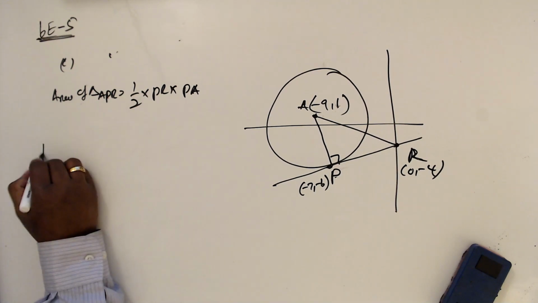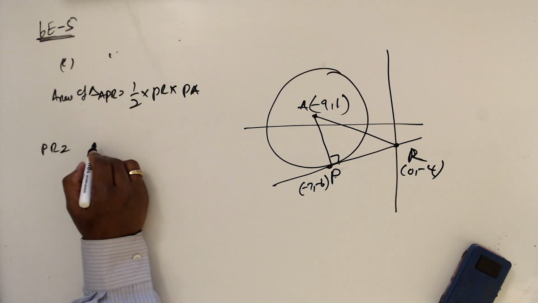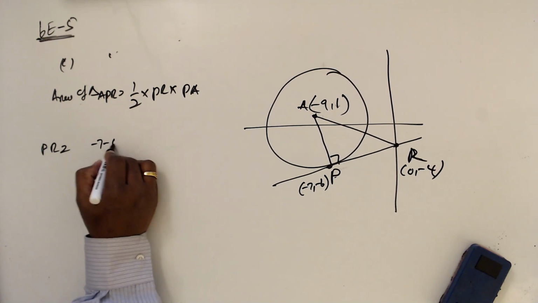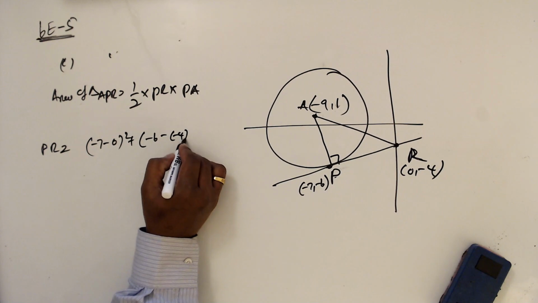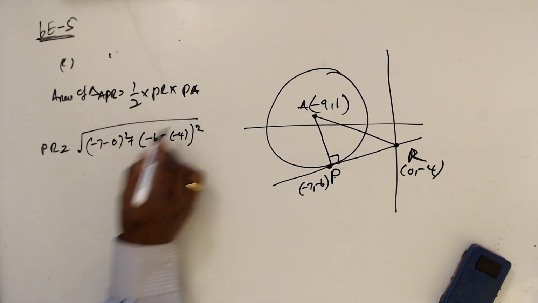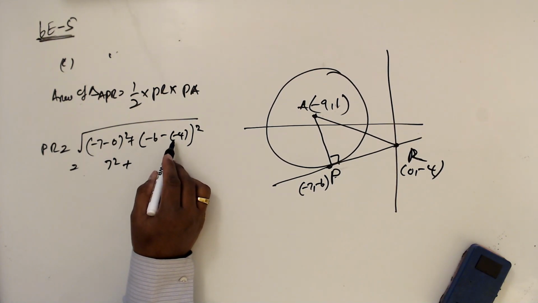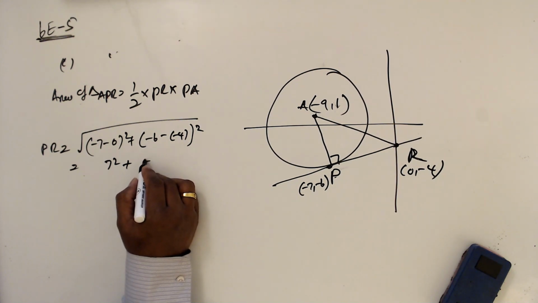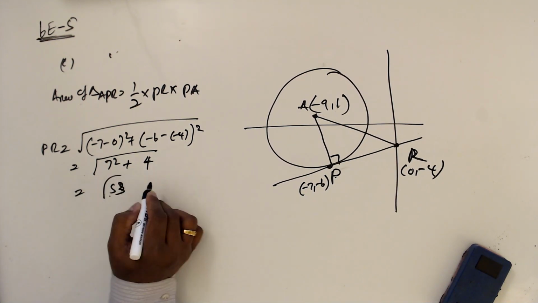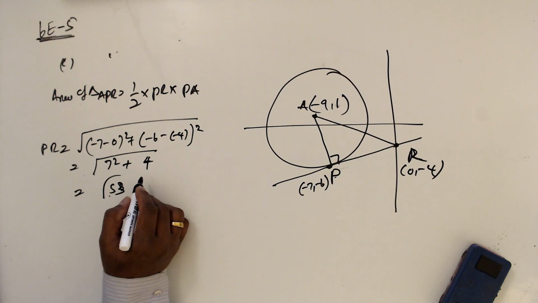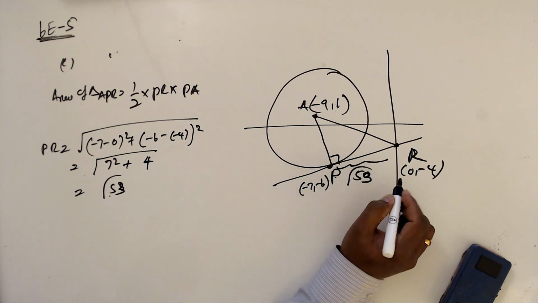Now what is PR? We know the equation: the square root of (x minus x1) squared plus (y minus y1) squared. This is 7 squared plus minus 2 squared, which is 4, so the square root of 53. So this length is square root 53.